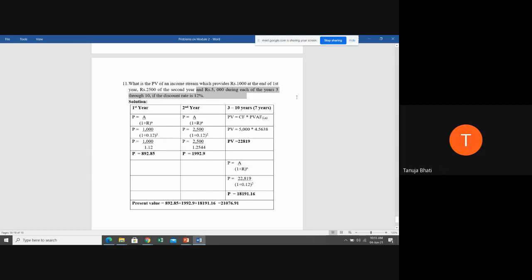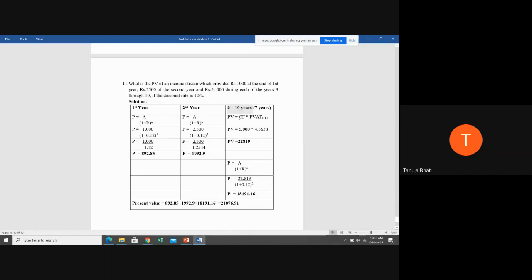So should we use perpetuity formula? No. Remember students, if N is known, you should not use perpetuity formula. You have to use annuity deferred formula or annuity due formula, depending upon the question. Now, here rupees 5,000 during each of the years from 3 to 10. Since nothing is mentioned about end or beginning, always take it as end.